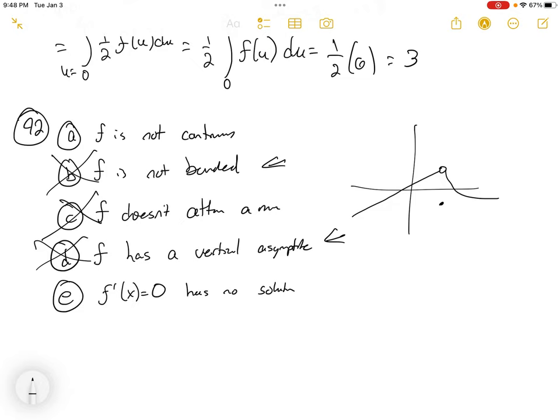This function could have, who knows, maybe we come back up again. This function could have a solution to f prime equals 0. But the one thing we know is f cannot be continuous. So this is my correct answer. We know that if f were continuous, we would have to attain a maximum somewhere. We can't have a continuous function without a maximum. So I think that one is A. I hope these two videos were helpful. We'll talk about some other ones in the future.